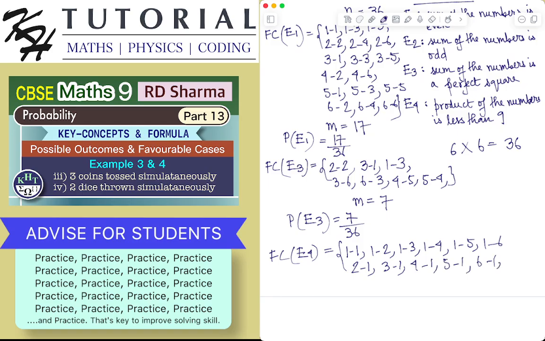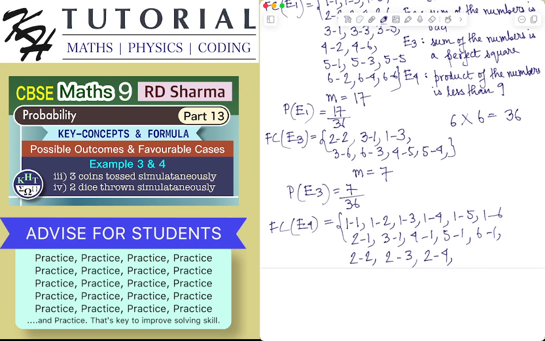Let's see, I can also have 2 2, 2 3, 2 4. If you multiply, you can see in all these outcomes the product of the two numbers will be less than 9. Now 2 3 can also be 3 2, and 2 4 can also be 4 2. What else? It can be 3 3. I think these are all the possible outcomes.